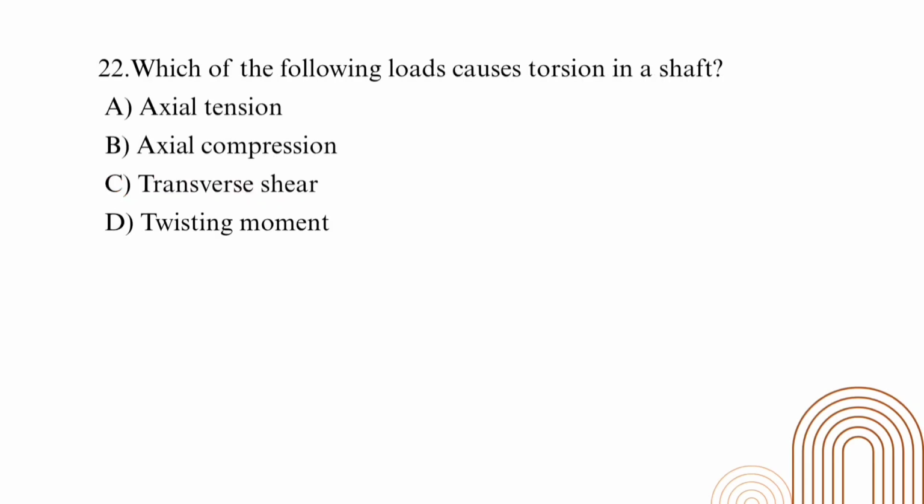Now the next question: which of the following loads causes torsion in a shaft? And the options are: option A, axial tension; option B, axial compression; option C, transverse shear; and option D, twisting moment. And the correct answer is twisting moment.